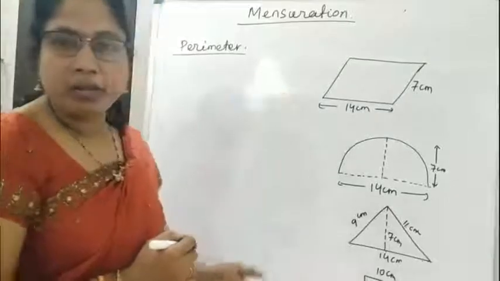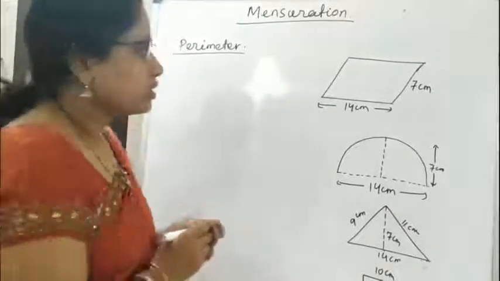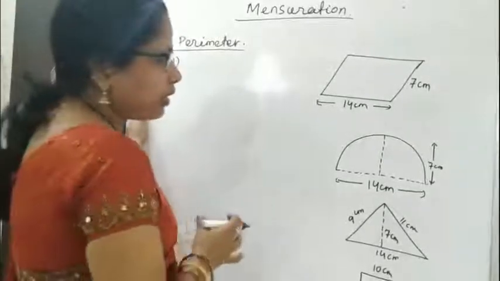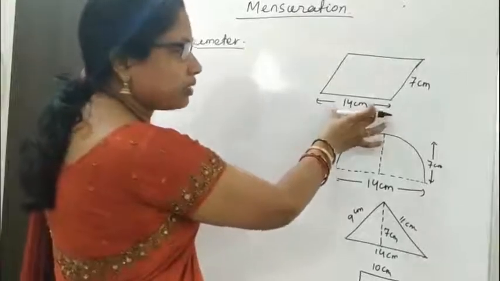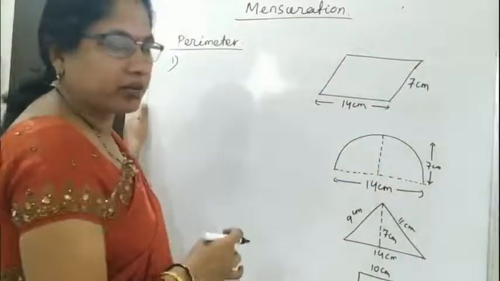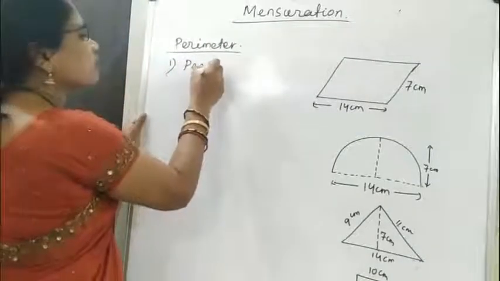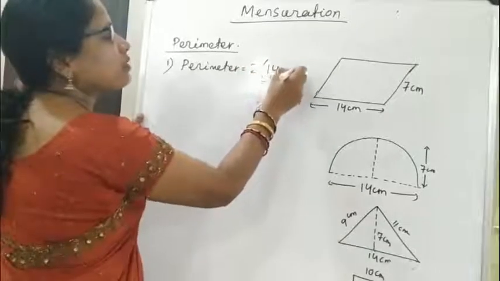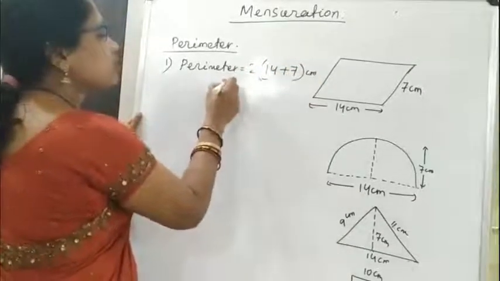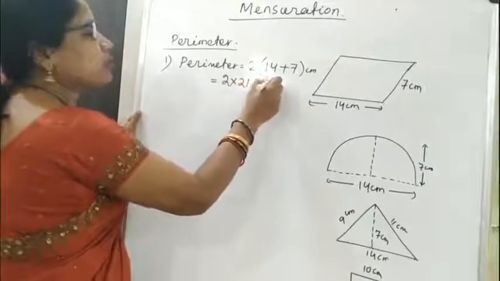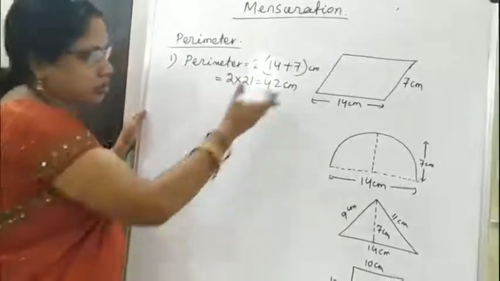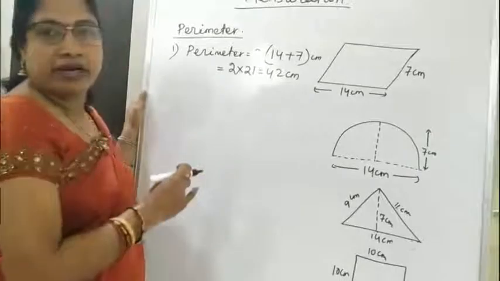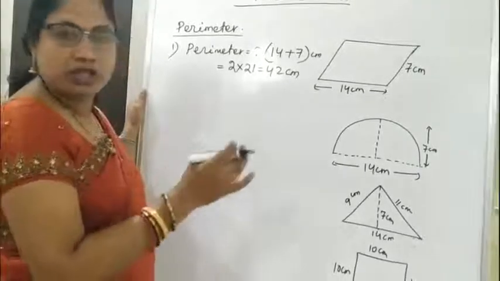So in this way we can use the formulas for areas to find the areas of different figures. Now let us find the perimeter of the given figures. The first figure is a parallelogram having this side 14 centimeter and the adjacent side 7 centimeter. So the perimeter is 2 multiplied with (14 plus 7) centimeter. So this is equal to 2 multiplied with 21, that is 42 centimeter. This formula is also applicable in the case of a rectangle. The perimeter of a rectangle is 2 into (length plus breadth).